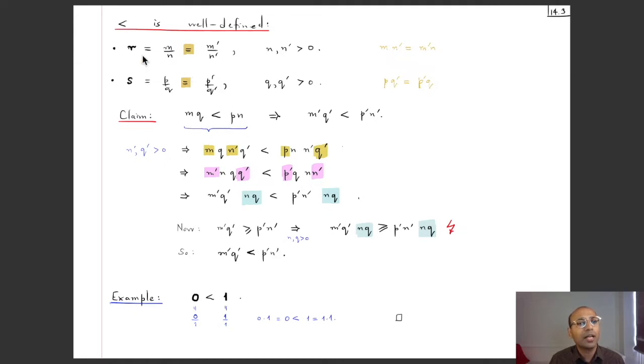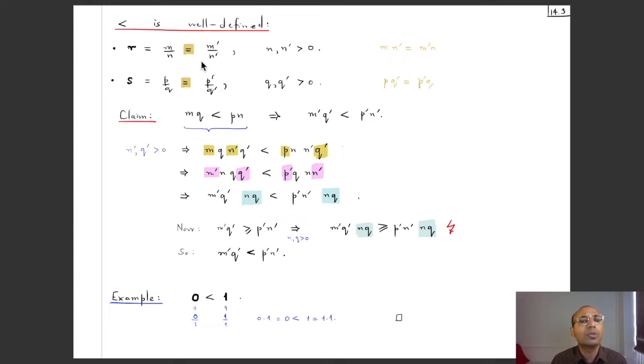But suppose that we have another ordered pair m' n' in this equivalence class R where n' is positive, and you have another ordered pair p' q' in this equivalence class S where q' is positive. So it better be the case that m' q' is also less than p' n', because someone else might use these representatives from R and S, and then of course the answer should be the same, that R is strictly less than S.